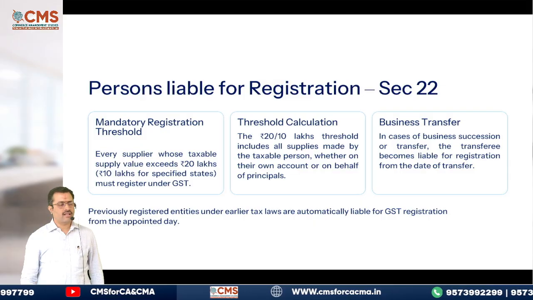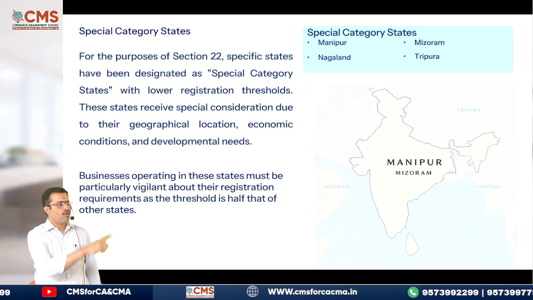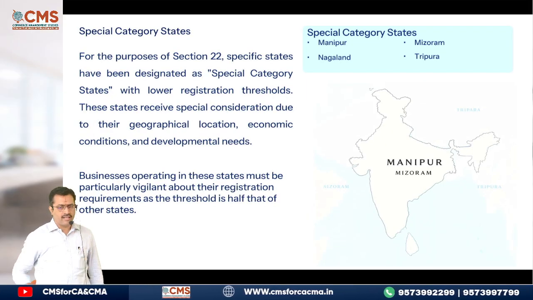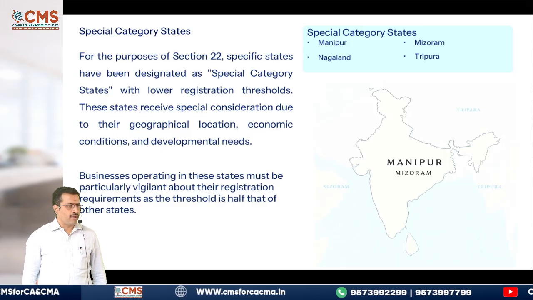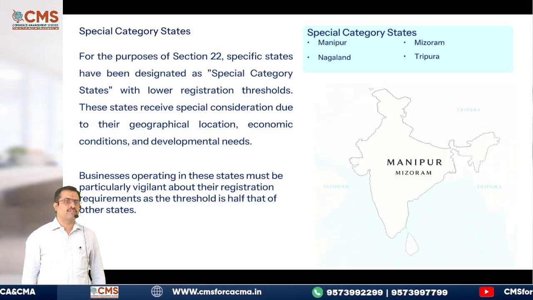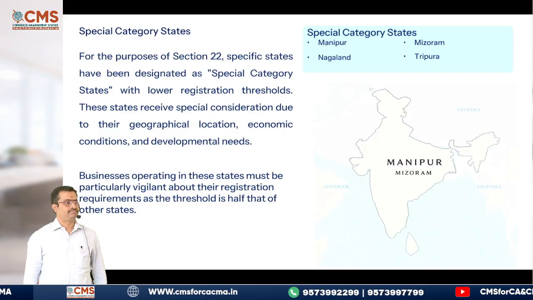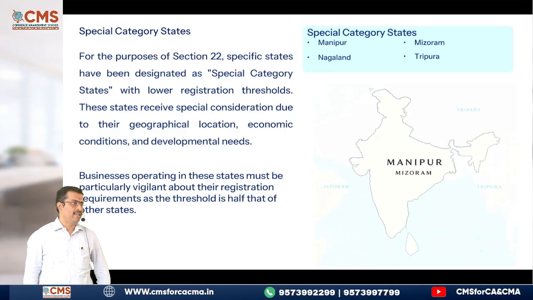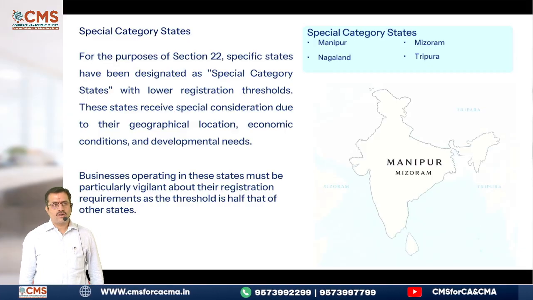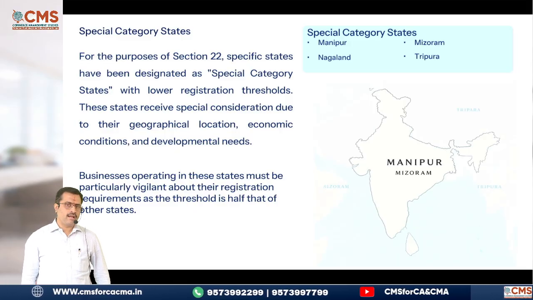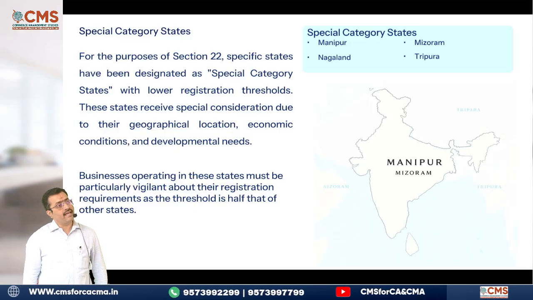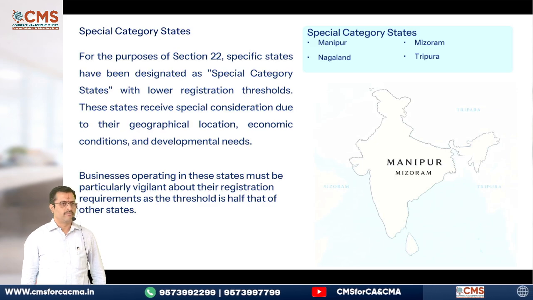Now let's see what the special category states are. 4 special category states I have mentioned already. Observe carefully. MMNT, you can remember MMNT. Yesterday I was telling you for composition, Manstum. This is MMNT. Please understand. What are the things in MMNT? Manipur, Mizoram, Nagaland and Tripura. So yesterday also you had all these 4 in those 8 categories.